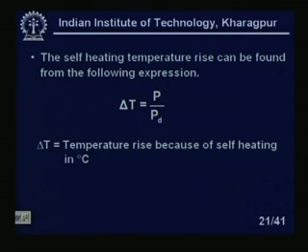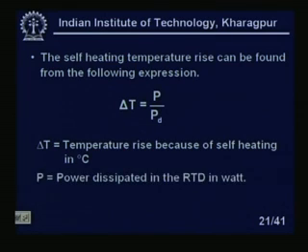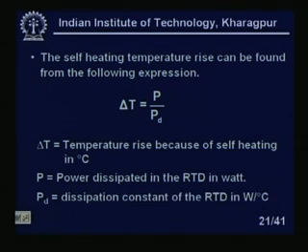What is this P? Delta T is the temperature rise because of the self heating in degree centigrade. P is the power dissipated in the RTD in watt, and PD is the dissipation constant of the RTD in watt per degree centigrade. This is a constant for a particular RTD. Usually the manufacturer will supply this value of PD.